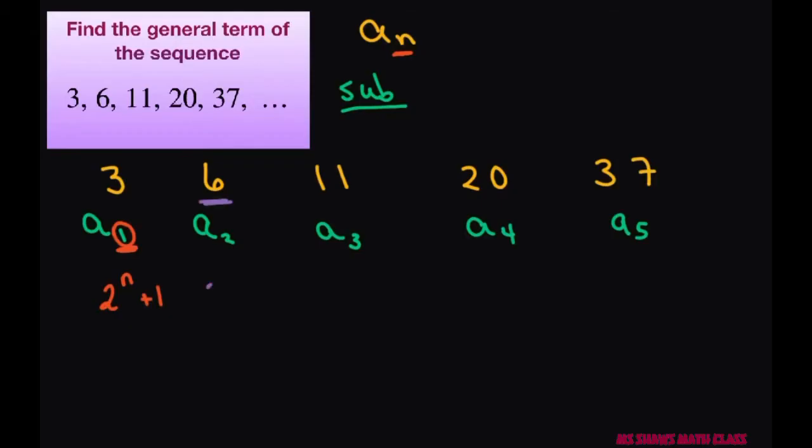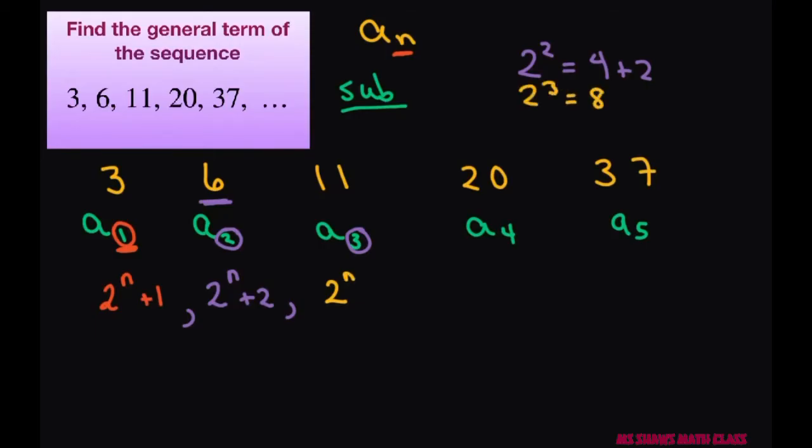If I get 2 to the nth power, that's going to be 2 to the second power because we're dealing with the 2. That gives me 4. So to get the 6, I have to add 2. Let me put commas here. Okay, for this one, I'm going to go ahead and still write 2 to the power of n. So 2 cubed is 8. But to get the 11, I have to add 3.